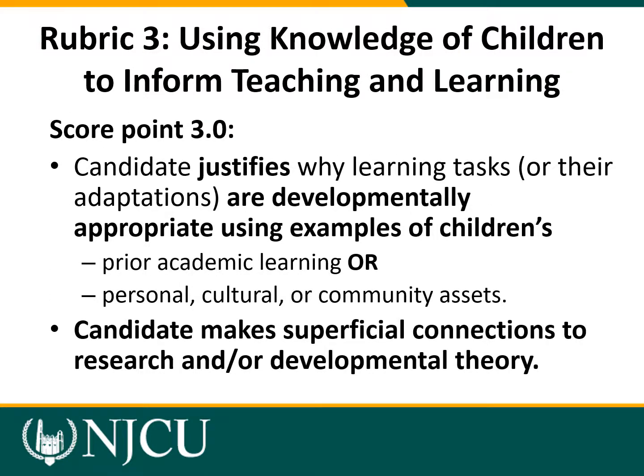For rubric 3, using knowledge of children to inform teaching and learning, in order to score a 3, you have to justify why the learning tasks are developmentally appropriate, using examples of children's prior academic learning or personal, cultural, and community assets. And you have to also make connections to research and/or developmental theory. And if you want to get a score point 4 on this rubric, you can't have superficial connections, you have to have deeper connections. So you're really going to cite research, you're going to cite developmental theory and explain how you used that to develop your lessons.